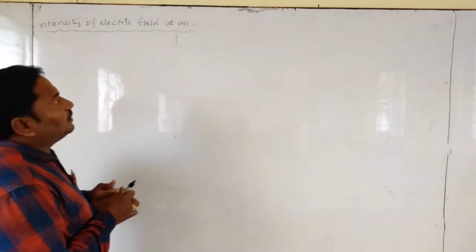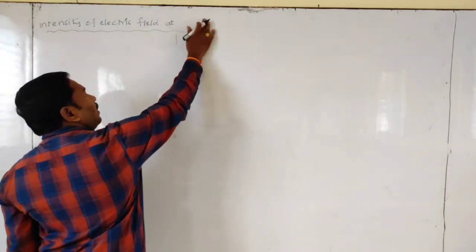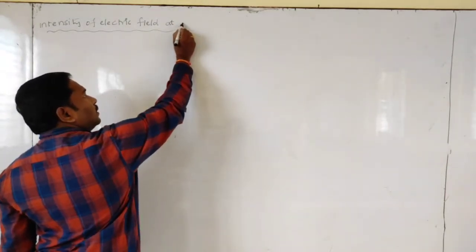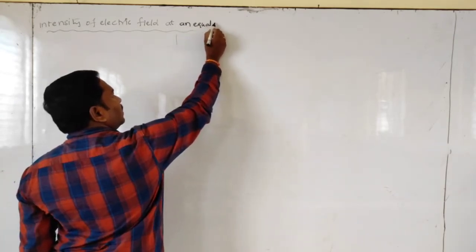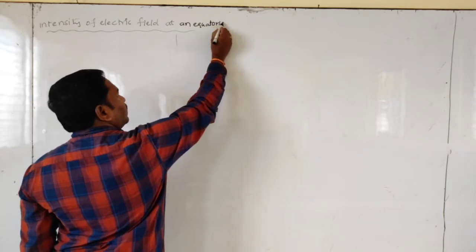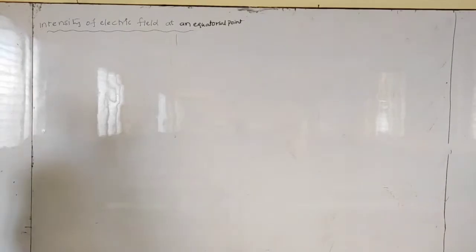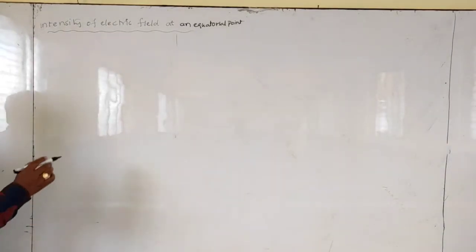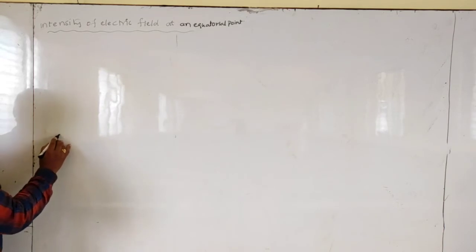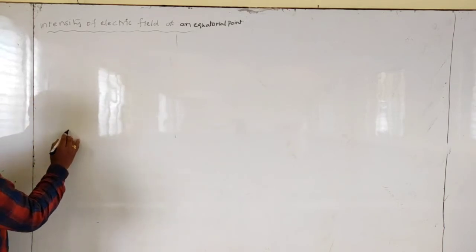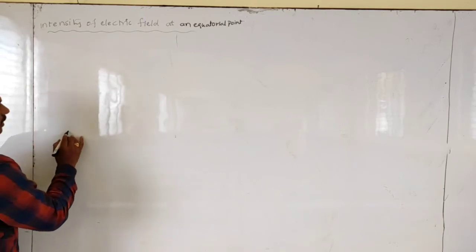Now we are going to find the intensity of electric field at an equatorial point. Equatorial point. Consider a dipole.